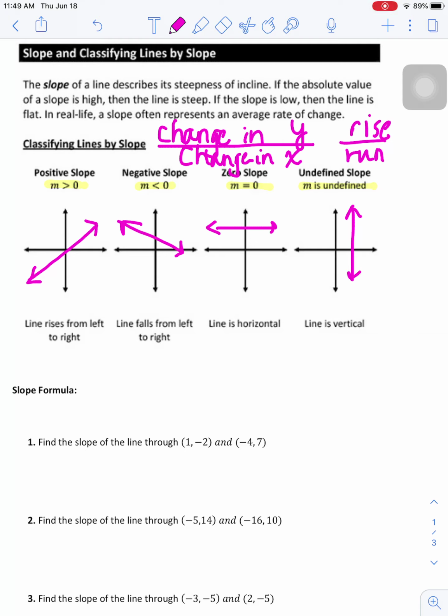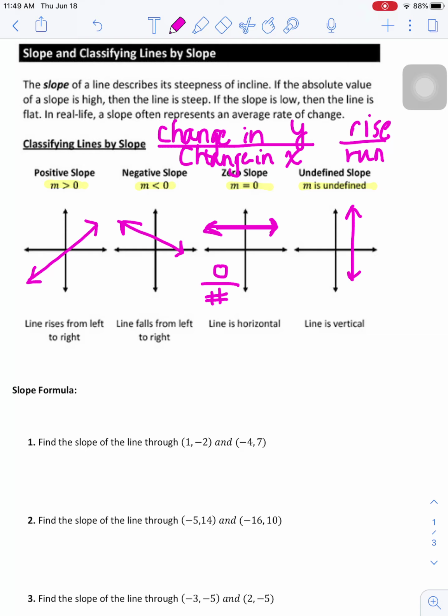Now, the positive and the negative slope everyone typically gets. The 0 slope and the undefined slope are the things that tend to confuse people. If you look at your ratio, your rise over your run, in a 0 slope situation, that would give you 0 over some change in x. So notice in this situation of a 0 slope, there is no vertical change, only horizontal change, and therefore it gives you the 0 slope.